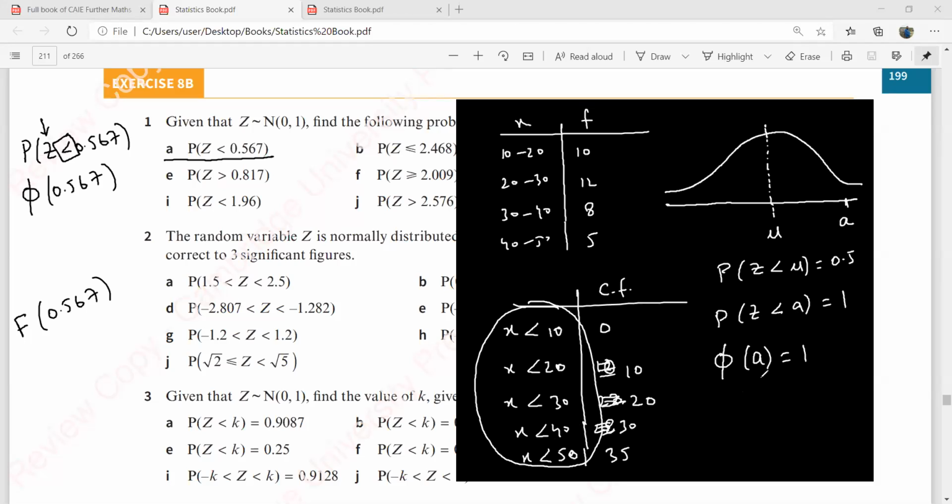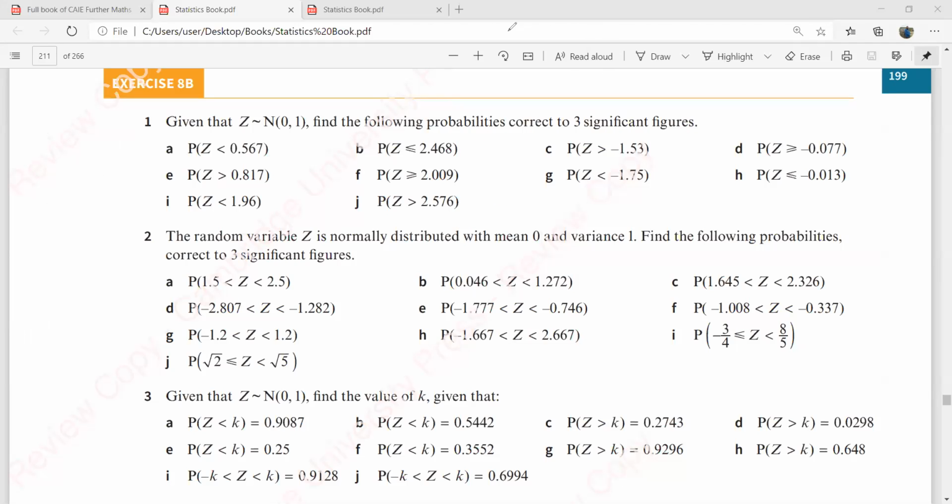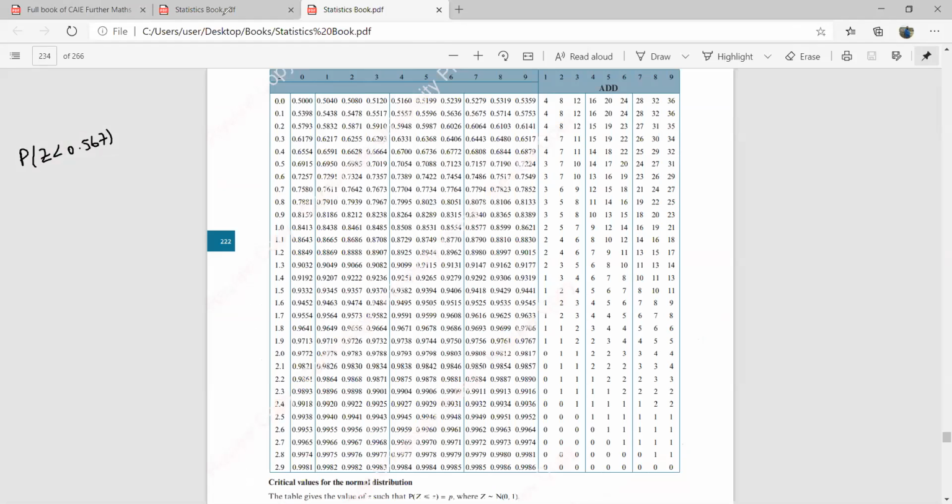Now I'll be taking you to the table. Let me clear this and write this question again. I have to find the probability that Z is less than 0.567. Let's go to the table now. Here is my table.